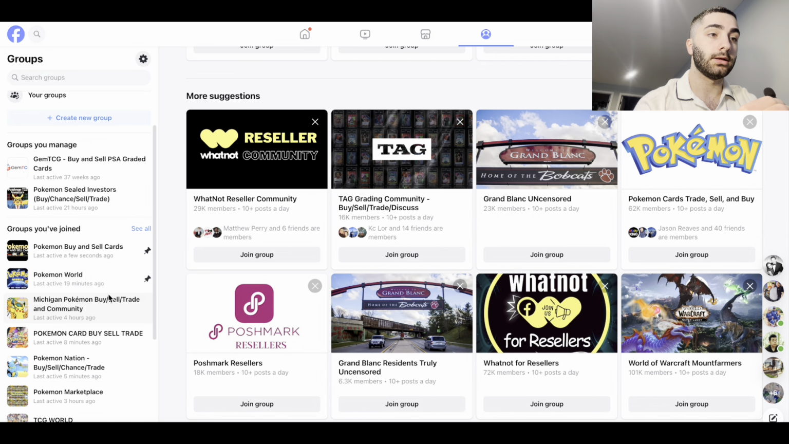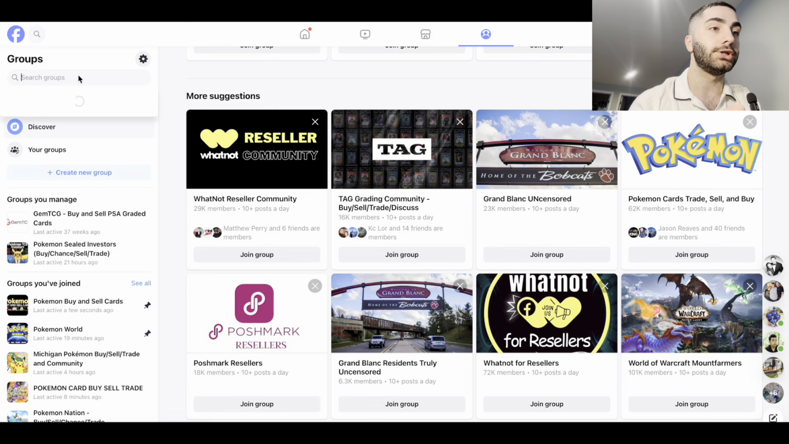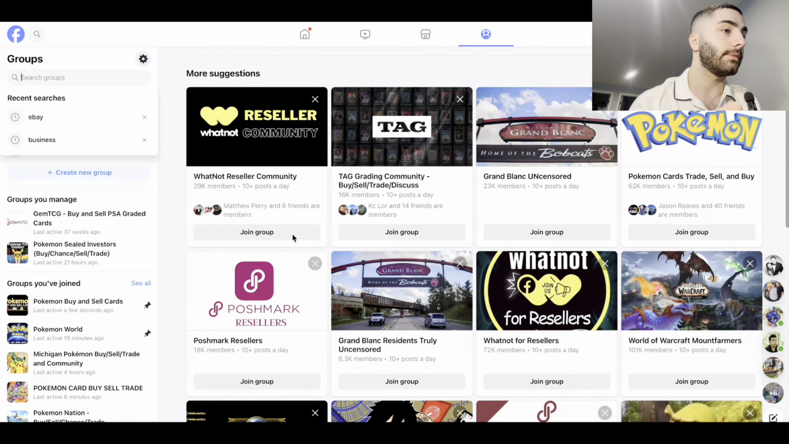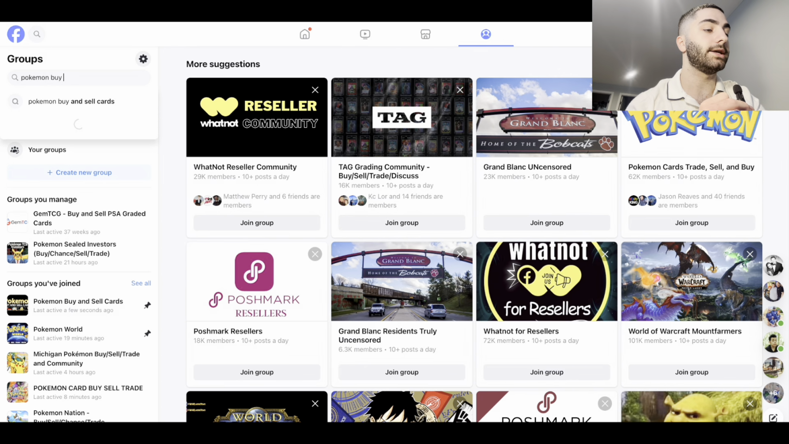And then you'll want to look for the ones with at least 20K, or 20,000, people, and then also look for a local group. Right here I'm in the Michigan Pokemon buy sell trade, because that way you can find local deals. And if you're not in any of those groups, you could just go to Discover and then search for Pokemon buy sell trade.